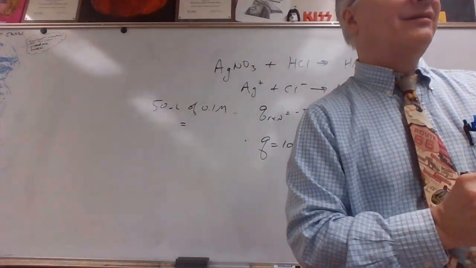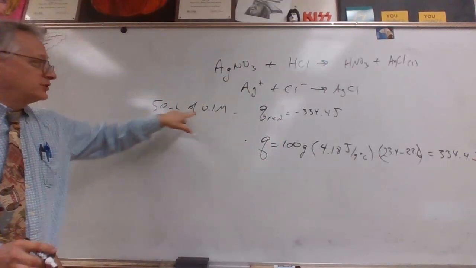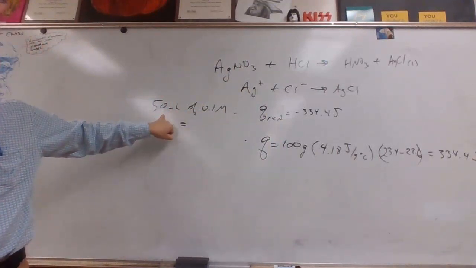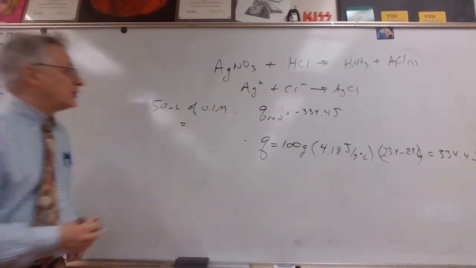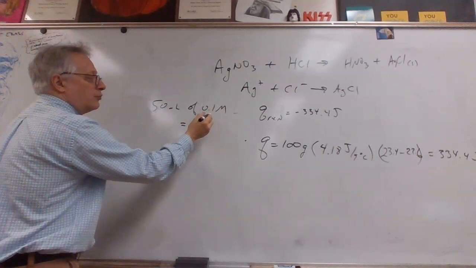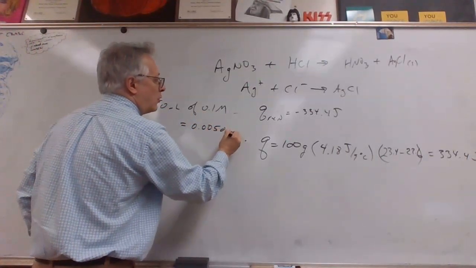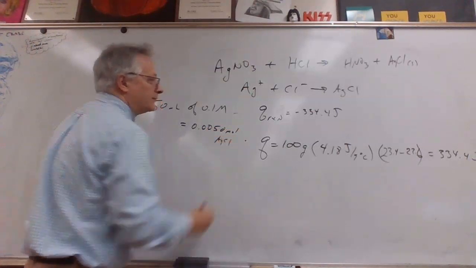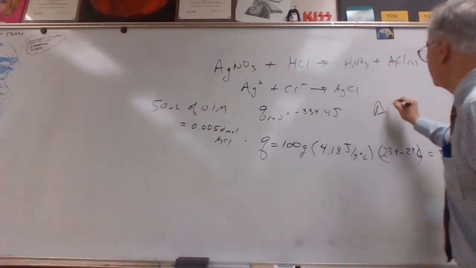You gotta change. I can see why you said 5 because you multiply. Remember, we have to change that to liters. If you have milliliters, guys, change them to liters. So that's going to be 1/1000 times 0.1, 0.005 mole of AgCl.